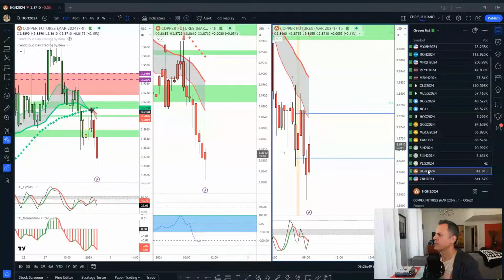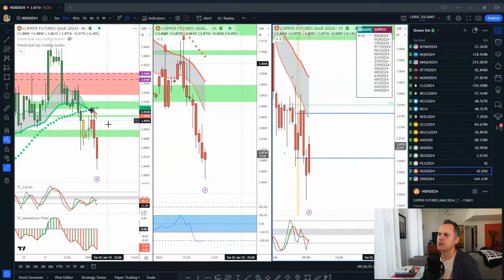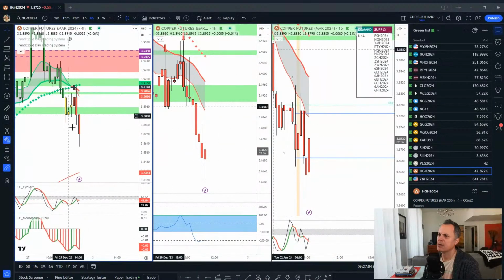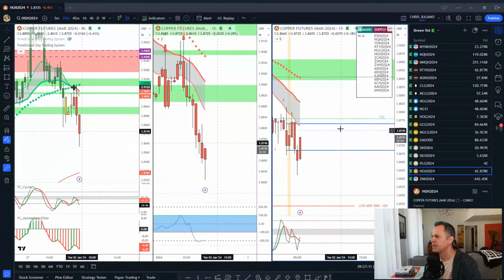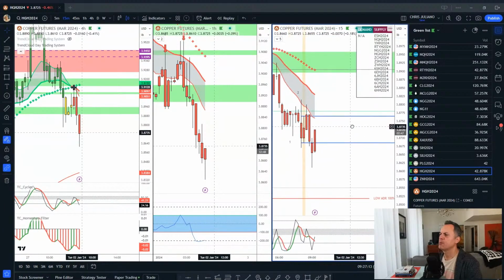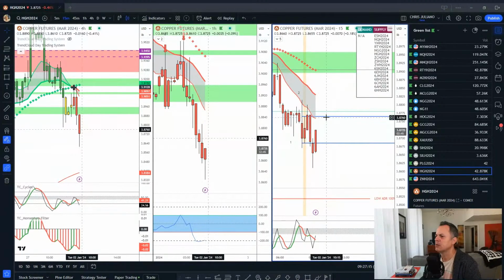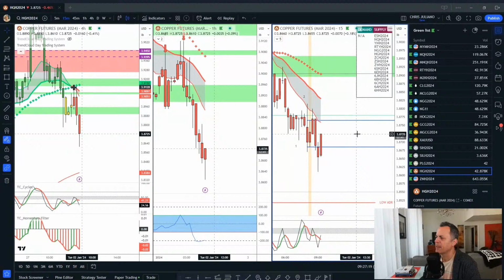Copper. All right, copper. That is on here. Okay. See how copper is on our scanner, and we've got momentum on our side, and it's pulling back. Okay, so it is pulling back, guys. So we're pulling back into that 15-minute opening range here.